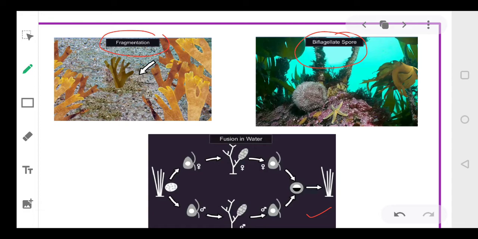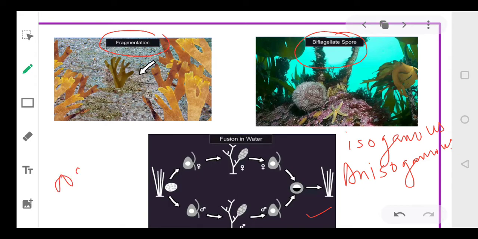The gametes can be of the same size, so it can be isogamous. If the gametes are of the same size, it is called isogamous. It can be anisogamous. If they are of different shapes, male and female gametes of different sizes, then we call it anisogamous. And the third is oogamous, if the female gamete is bigger in size and the male gamete is small in size and motile. Okay, everyone.